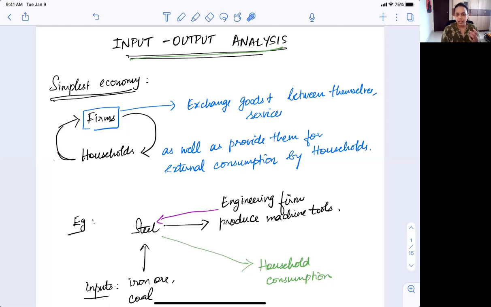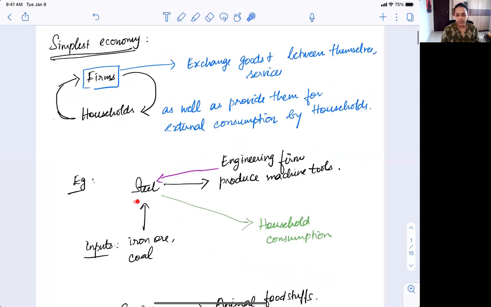So can we think of a few examples where this may be possible? We can think of something like the steel industry, right? To produce steel, we're going to need iron ore, coal, and a few other things as inputs. And steel is now going to be produced as an output. But this output of steel can become an input into certain other commodities, such as engineering firms that produce machine tools and so on. They're going to use steel as an input. So the firms are now exchanging, right?